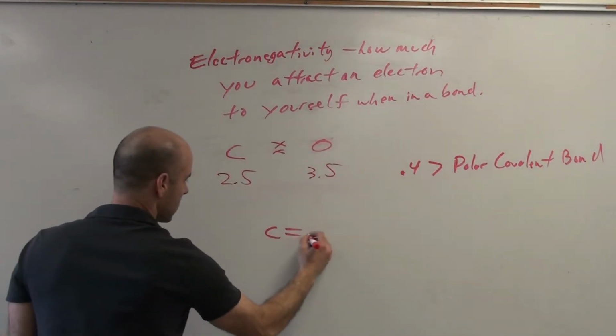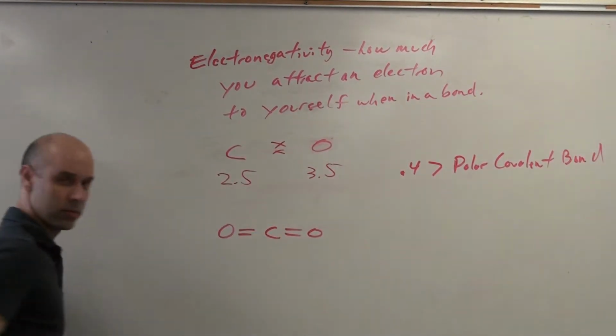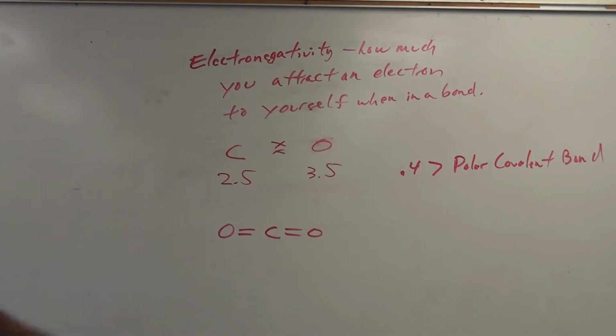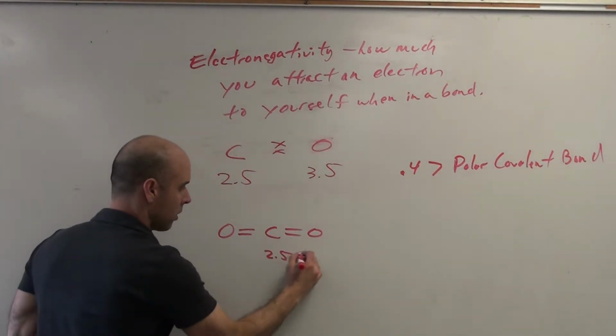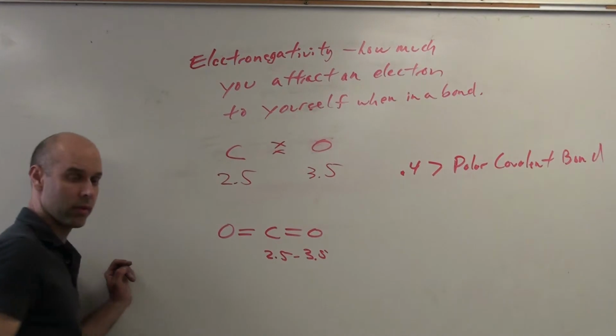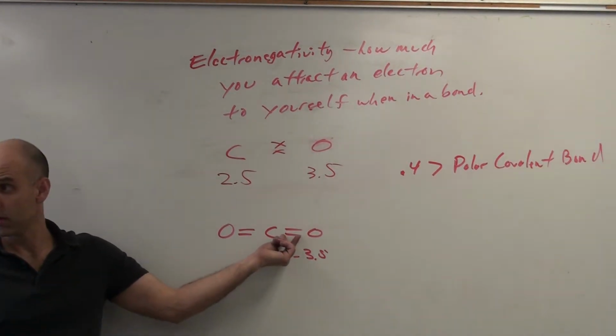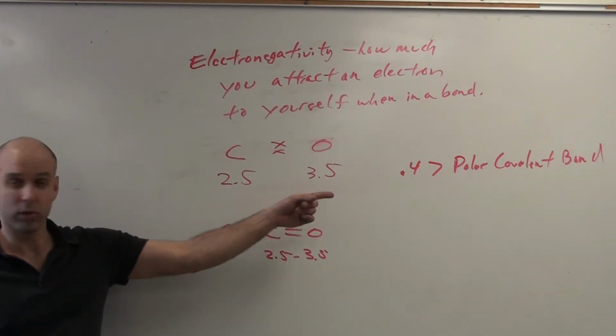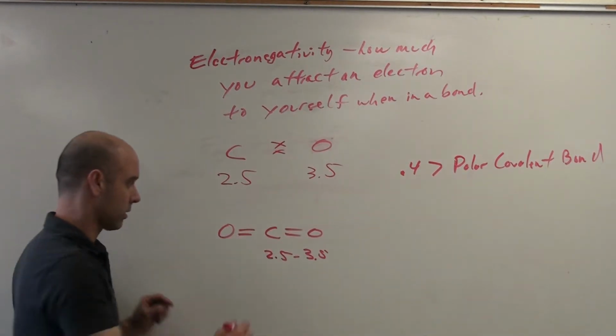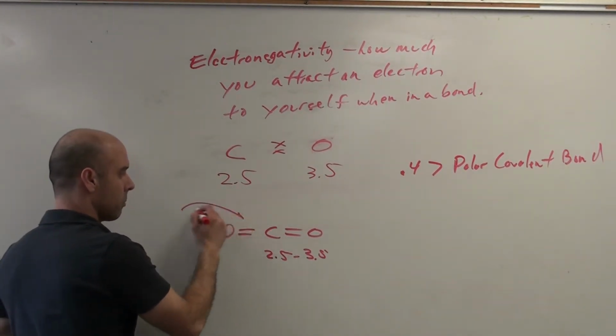So here's carbon dioxide. Carbon's 2.5, oxygen's 3.5. It's a covalent bond. It's a polar covalent bond, in fact. So you've got two polar covalent bonds here.